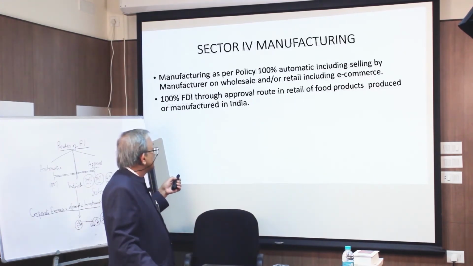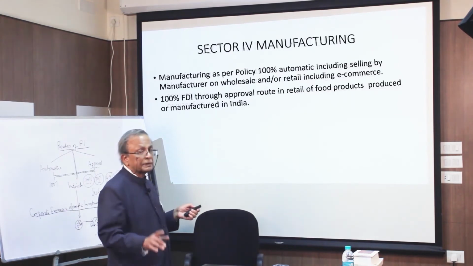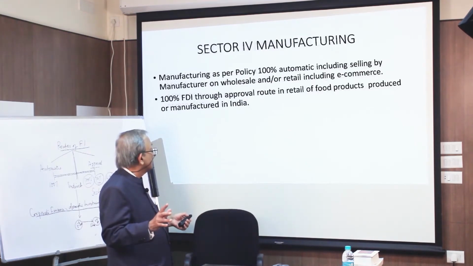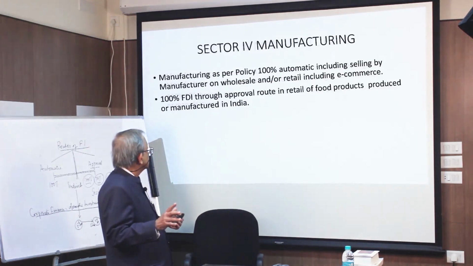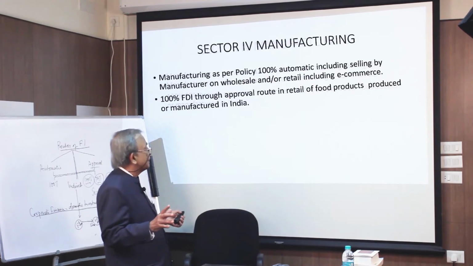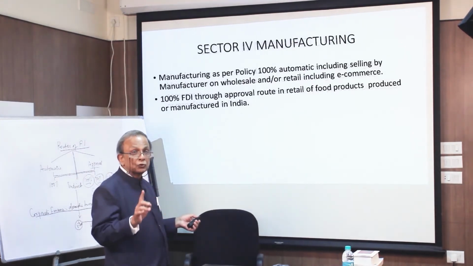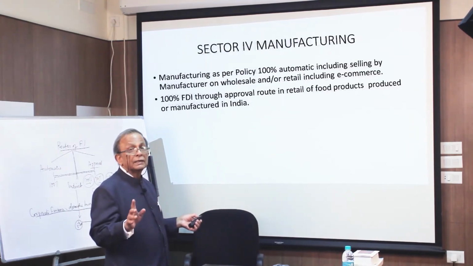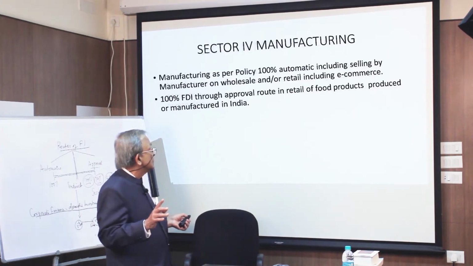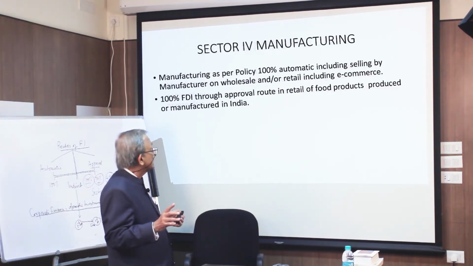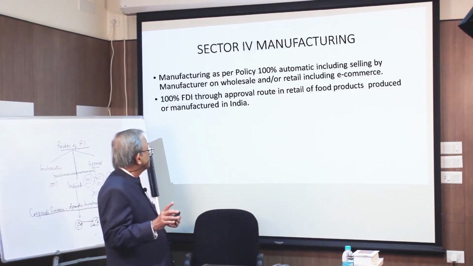100% FDI through approval route is retail food. If the manufacturer produces food products, then in that case it is 100% through the approval route, and selling the retail. Manufacturer producing food items like say cornflakes, and then that cornflakes they want to sell on retail, they have to go for 100% FDI. For that approval route is necessary, so they have to get the approval.